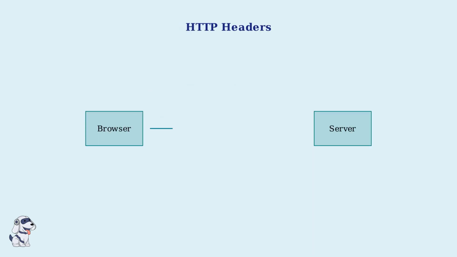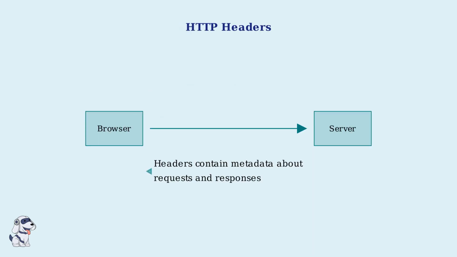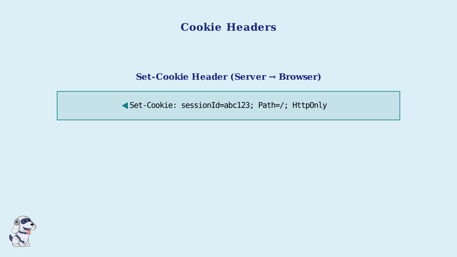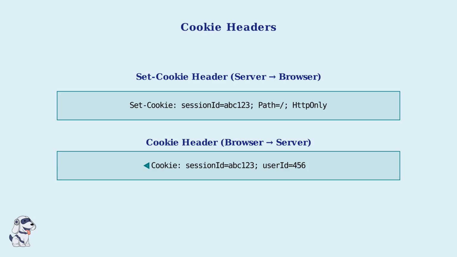To understand how cookies work, we need to learn about HTTP headers. HTTP headers are pieces of information sent between web browsers and servers. They contain metadata about the request or response, including cookie data. There are two specific headers that handle cookies. The Set-Cookie header is sent by the server to the browser to create or update a cookie. The Cookie header is sent by the browser back to the server, containing the stored cookie data.